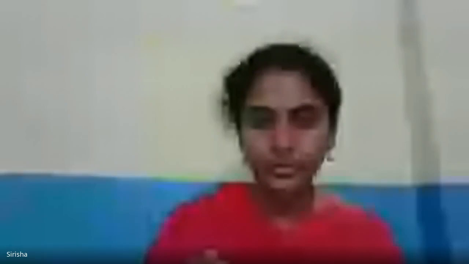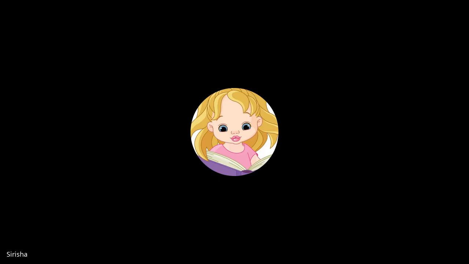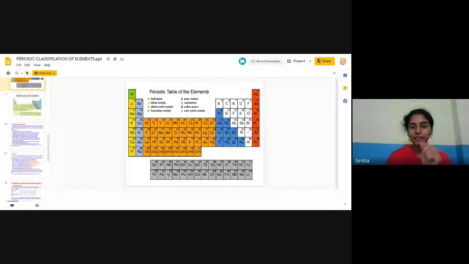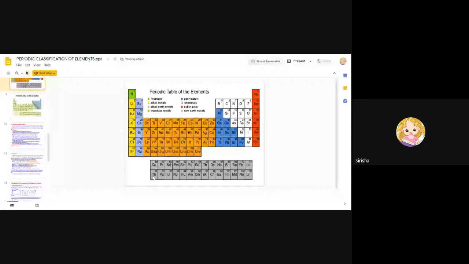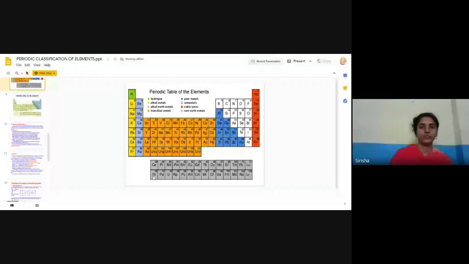In these sixth and seventh periods, 14 elements have been extracted and they are placed in separate groups. So the elements starting from cerium to lutetium, from atomic number 58, are called lanthanides, and from thorium to lawrencium, they are called actinides. Lanthanides and actinides.